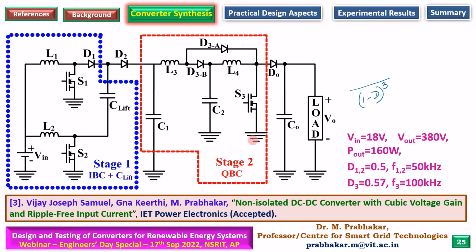QBC stage, quadratic boost stage. So we will have 2 by (1 minus d) cube. Again, you can now see that the voltage gain has increased from 18 to 380, which is 21.11 volts. Right? And there are waveforms as well.